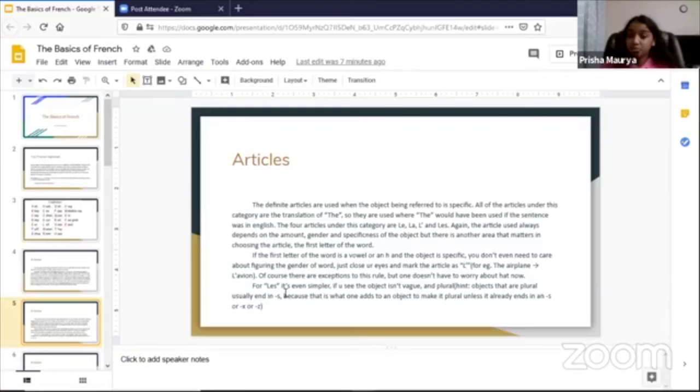If you see the object isn't vague and it's plural, and the objects that are plural end in s, because that is what one adds to make an object plural unless it already ends in an s, x, or z. So these are for le and la.